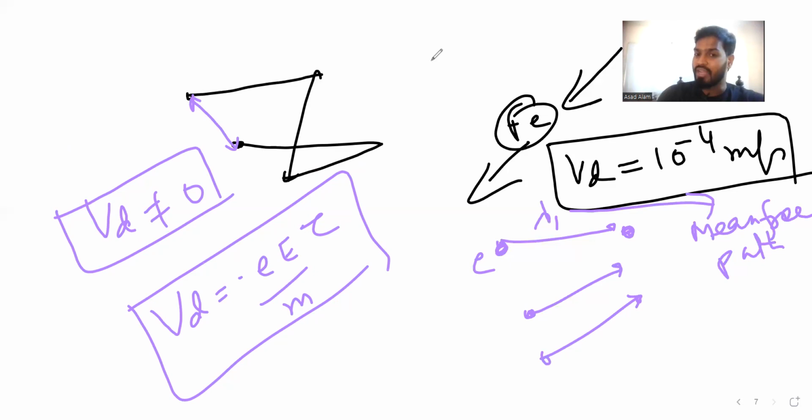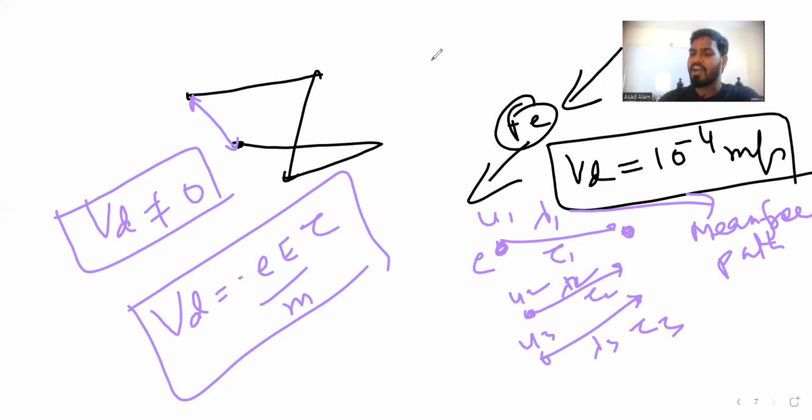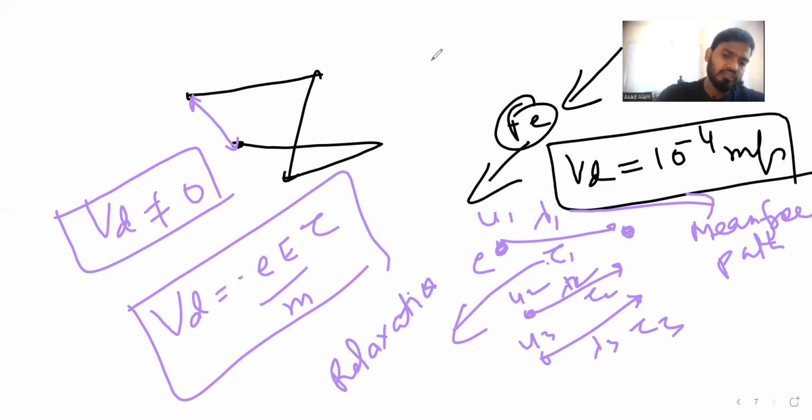Lambda 1. It will take some time to go from one place to another with initial velocity u1, initial velocity u2, initial velocity u3. So that time is tau 1. Again here is lambda 2, t2, lambda 3, t3. It is lambda 2, not t1, right? So now we found how much time it will take, how much lambda it will cover, and then tau is your relaxation time. So now you understood how electrons flow, how drift velocity came into the picture.